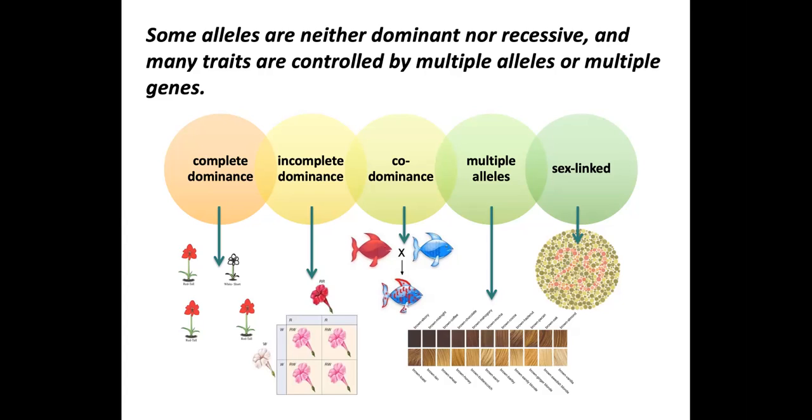So we already did complete dominance. Red and white flowers only can make what? Red or white, because we only have two phenotypes, right? In incomplete dominance, if we have red and white flowers, now we can make pink, okay? So there are now three phenotypes.